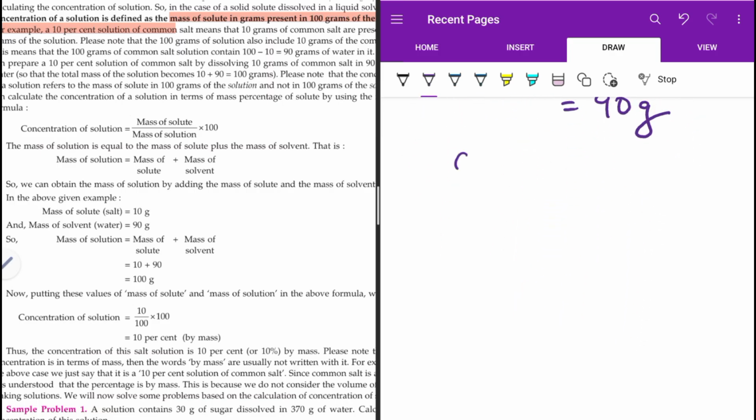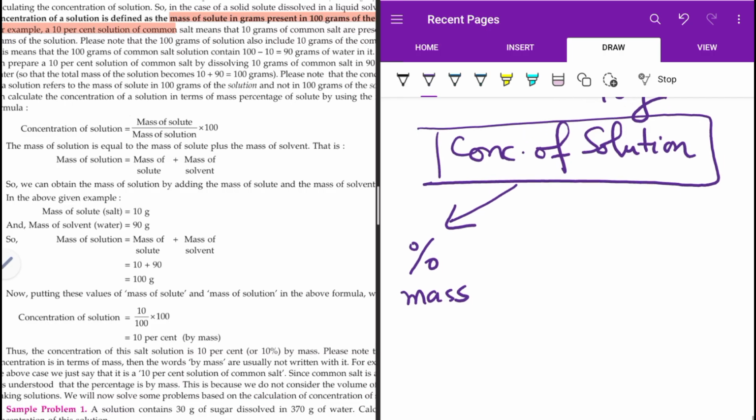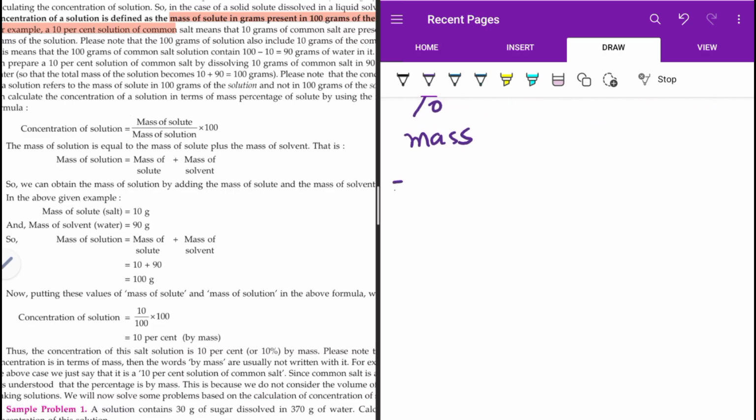Okay. So concentration of solution can be expressed as mass percentage or percent mass. What does it mean? Percent mass actually means, suppose I say mass is W, mass of solute divided by mass of the solution, WB plus WA, into 100.